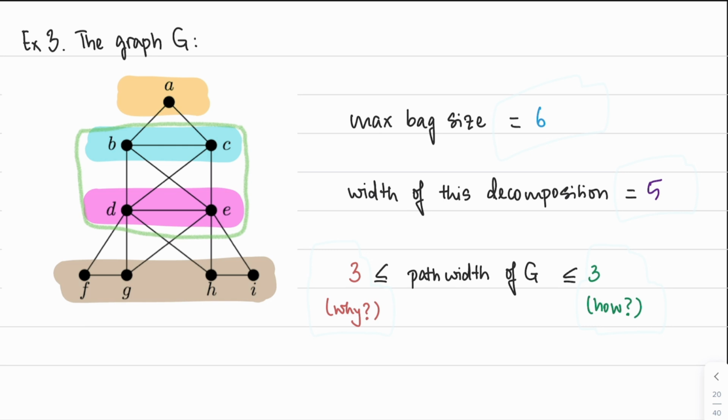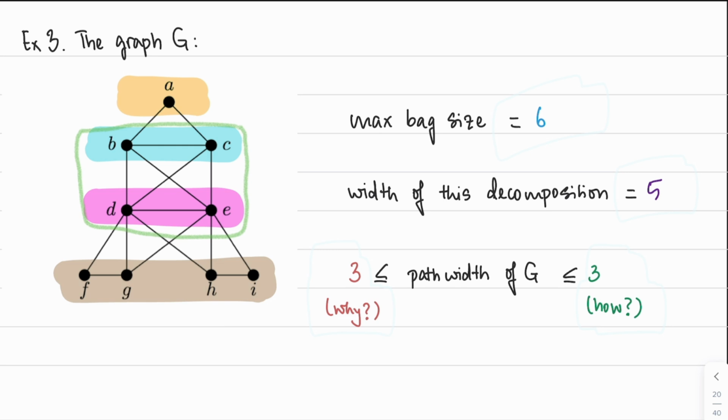Okay, so that forces some bag in any decomposition to have at least 4 vertices. So the path width, it turns out, is going to be at least 3. And because you can match that, we actually know the exact path width of this graph.